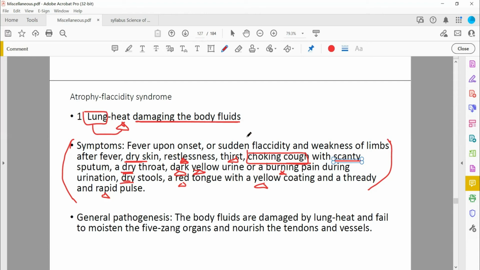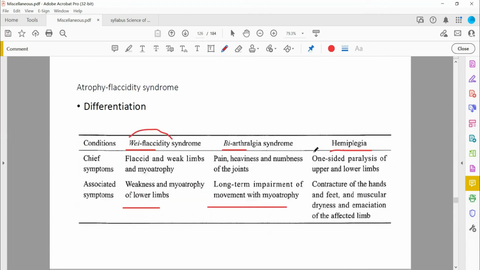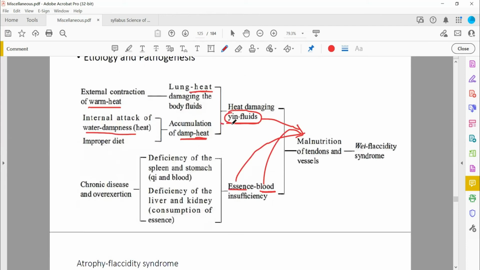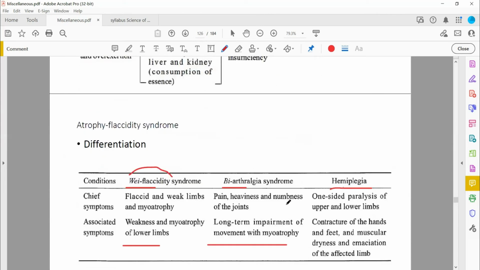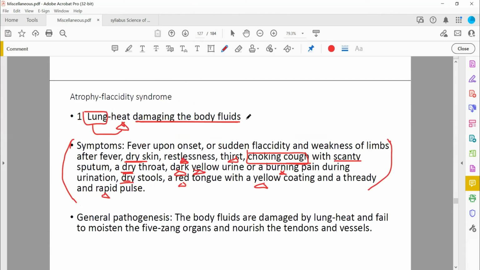Once the body fluids are damaged, we know the general pathogenesis from this one. If the body fluid is damaged, then it cannot nourish the tendons and vessels. Once the tendons and vessels cannot be nourished, this will lead to atrophy flaccidity syndrome.